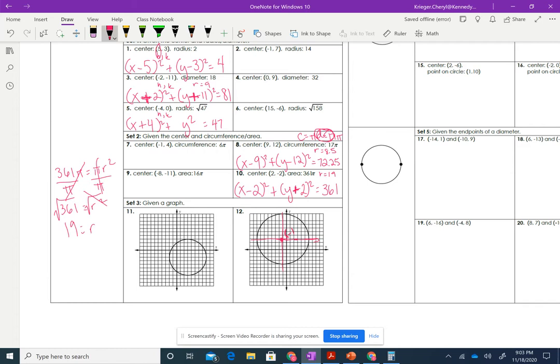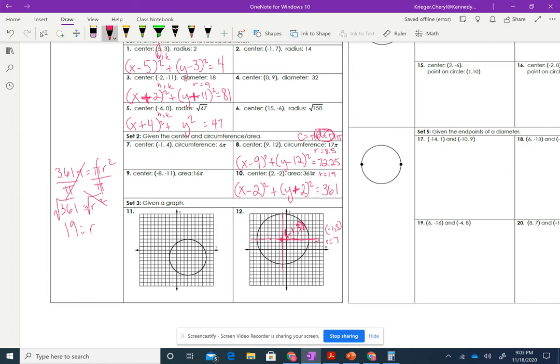Negative 1, 3. Okay, so that was pretty easy because it's on a grid. And so my radius is going to be, well, I can count, right? So it looks like 3, 6, 7. I'll count backwards too, just to make sure. 3, 6, 7. Okay, so the h, k is negative 1, 3, and r is 7.